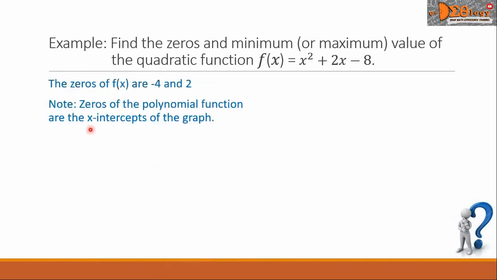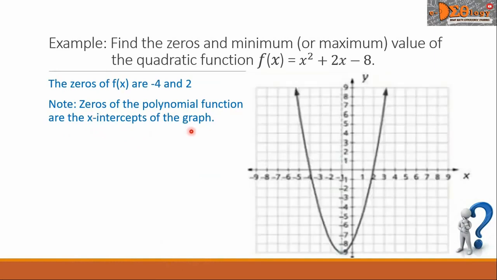Let us note that the zeros of the polynomial function are the x-intercepts of the graph. This is the graph of our function. So you see here, with respect to our x-axis, the graph touches our x-axis at the points negative 4 and positive 2.